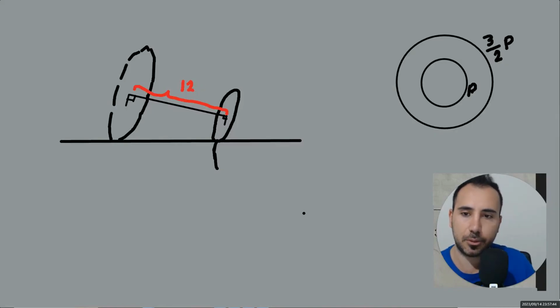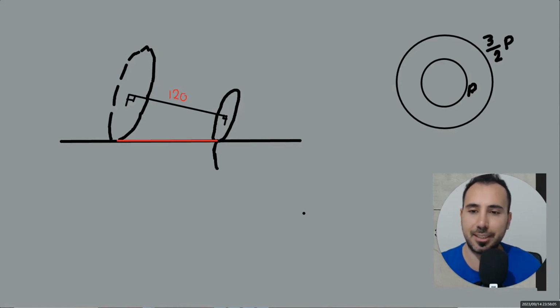Okay, this is 120. It's a little large. Let me make it smaller. Okay, so this one is 120. But what we really want is a larger distance. It's from here all the way here.